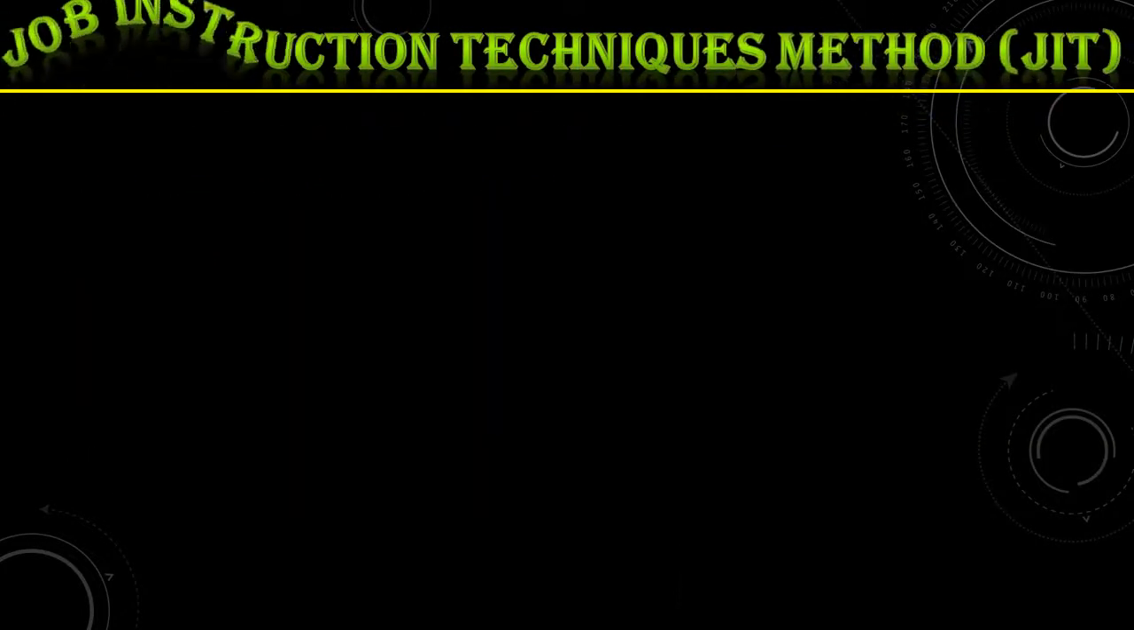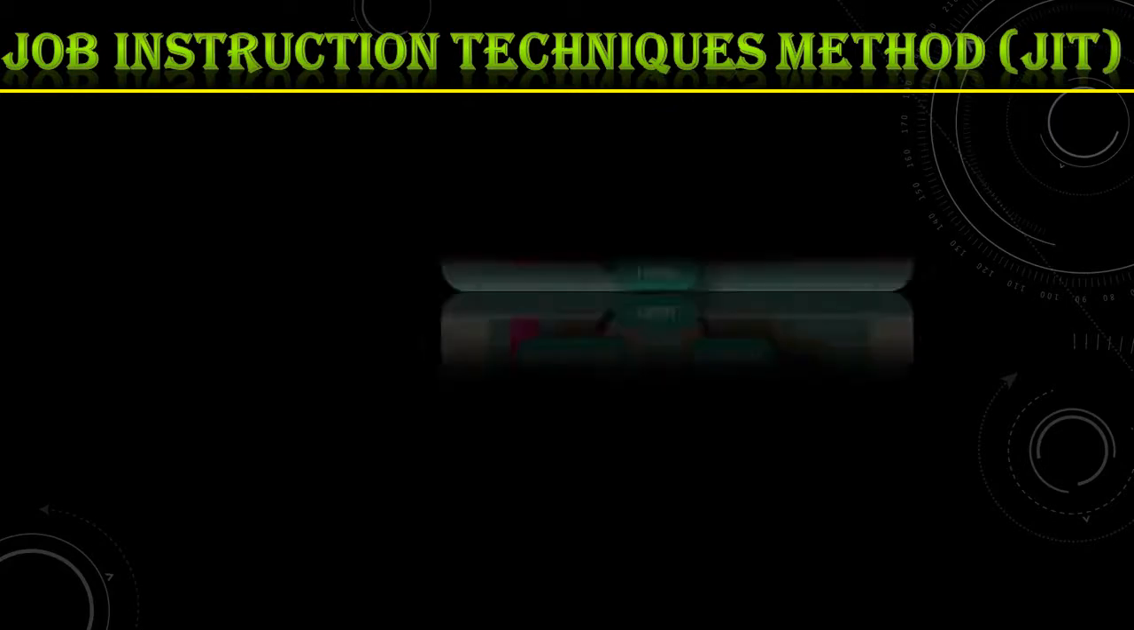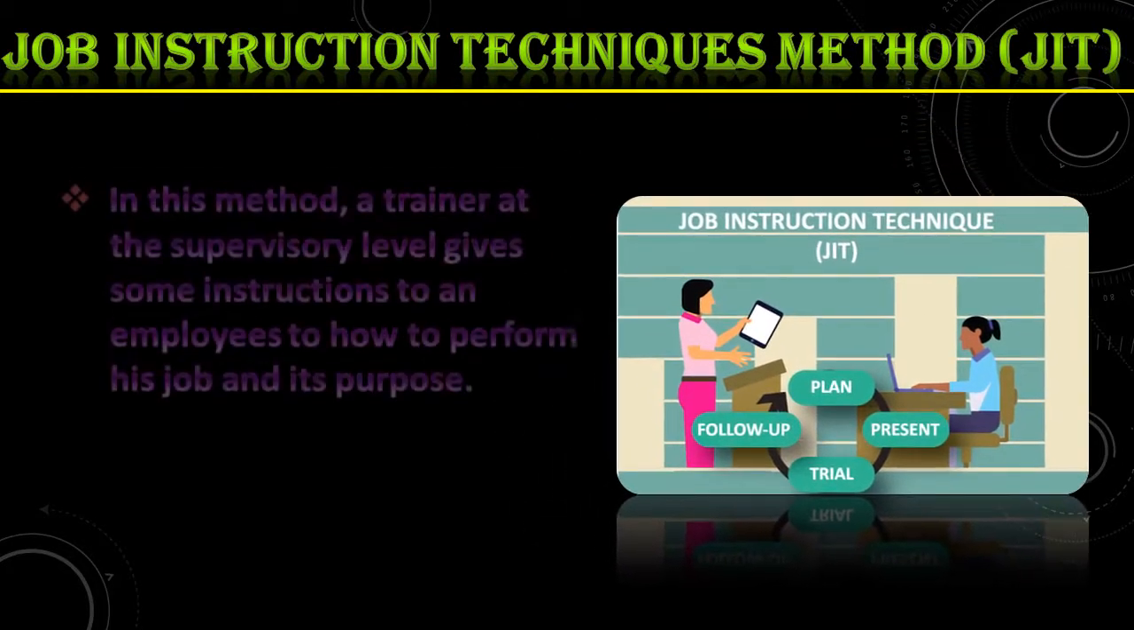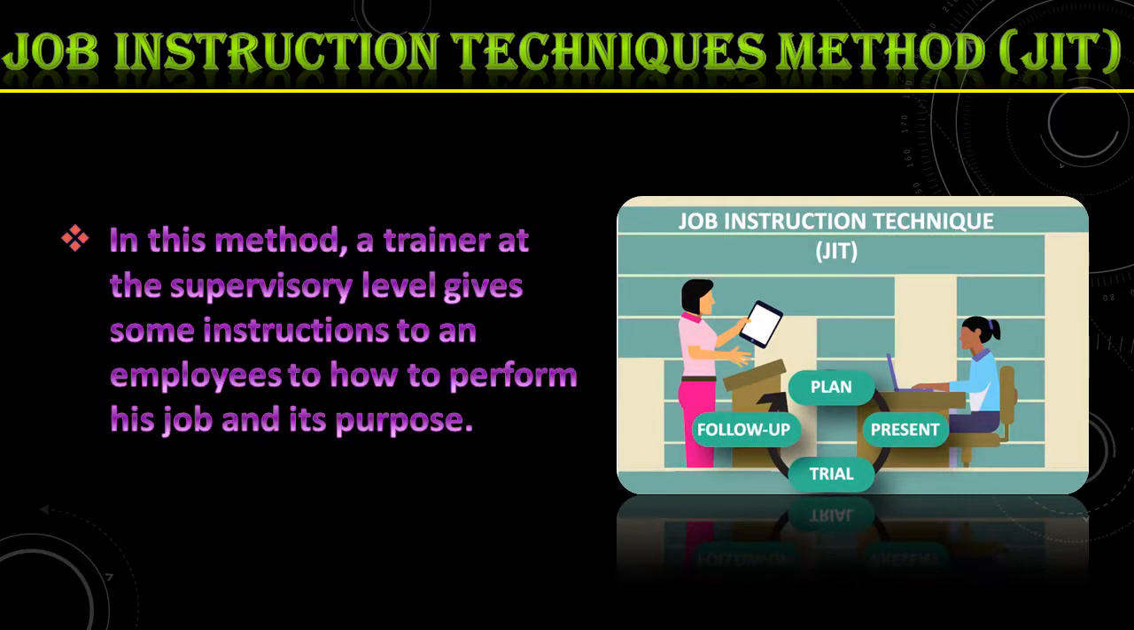Next is job instruction technique method. In this method, a trainer at the supervisory level gives some instructions to an employee on how to perform his job and its purpose.